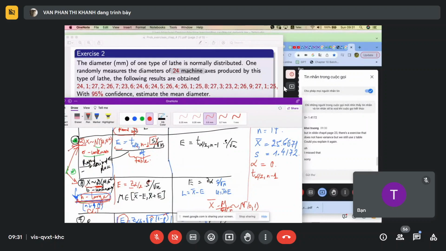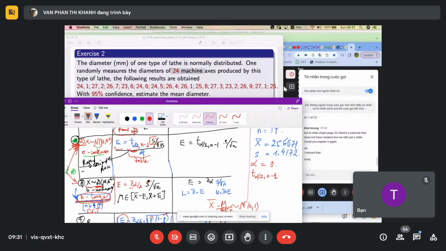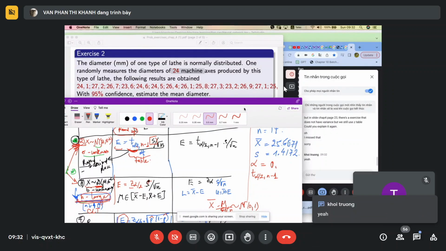we still use T because we have an agreement that it is T. But here n is not large, right? It's just 14. But I say that even if it is a big number, like 100, we still use the T distribution, because this is our agreement. So what is alpha here, class? 95%. Khoi, you got it? You understand? Okay. Alpha here, what is that?